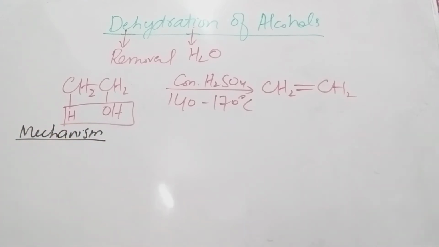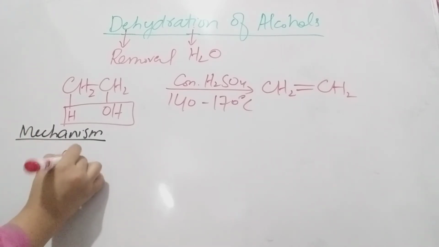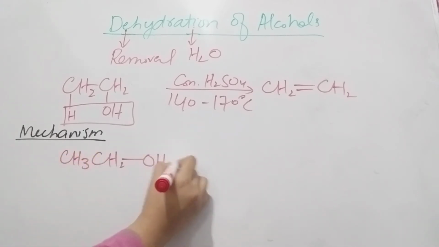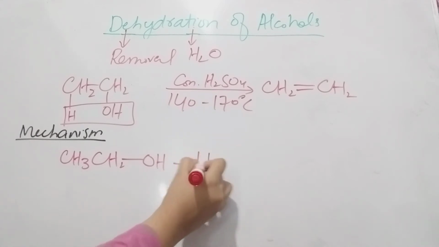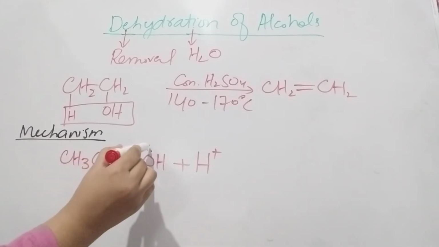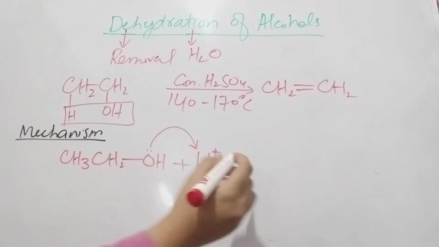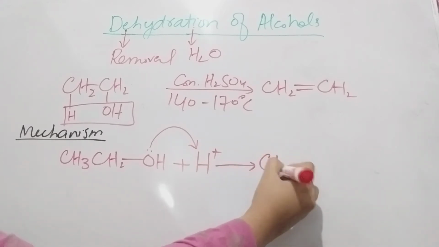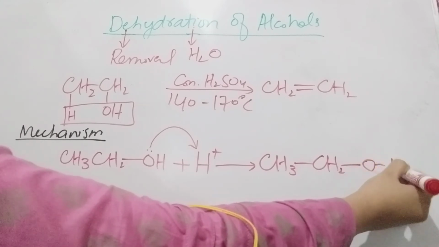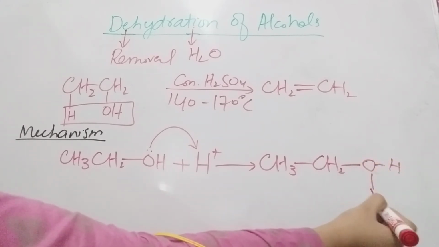In a simple mechanism you can take any other example, but we have taken the simple example, that is ethyl alcohol. Firstly, ethyl alcohol and concentrated sulfuric acid will donate one proton, because acids have the property to donate protons. Oxygen has a lone pair, it will attack this proton. Then what will happen? It will result in the formation of this positive ion, with H at this position and H at this position.